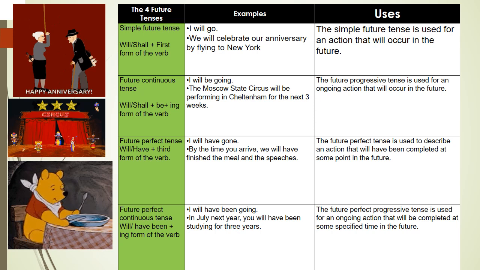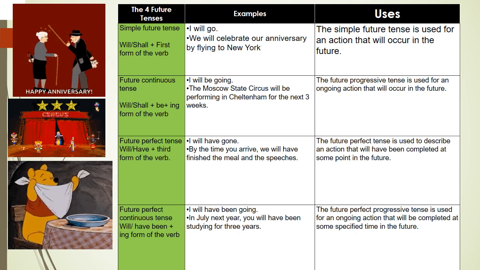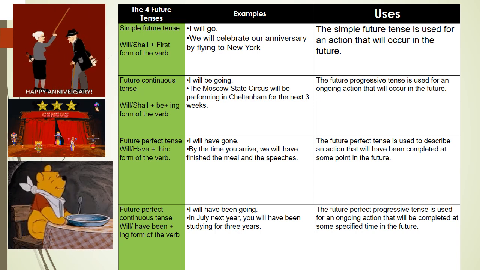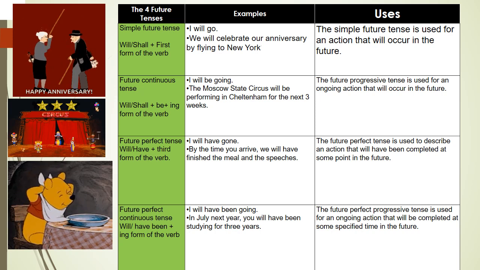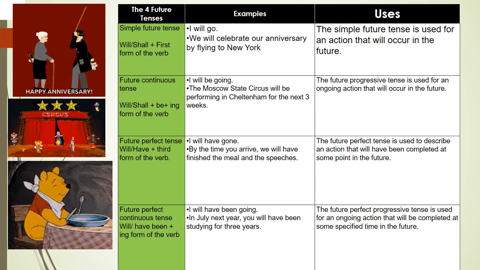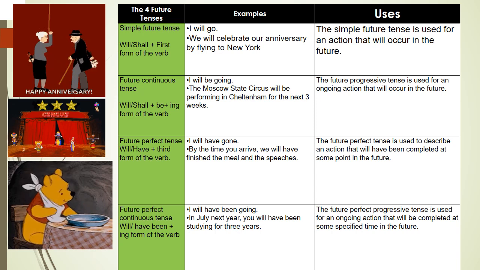Now children, the 4 types of future tenses. Simple future tense: it says will, shall plus first form of the verb. I will go. That means it is certain that you're definitely going to go. Okay, we will celebrate our anniversary by flying to New York. Where it says will, it is something which is certain.